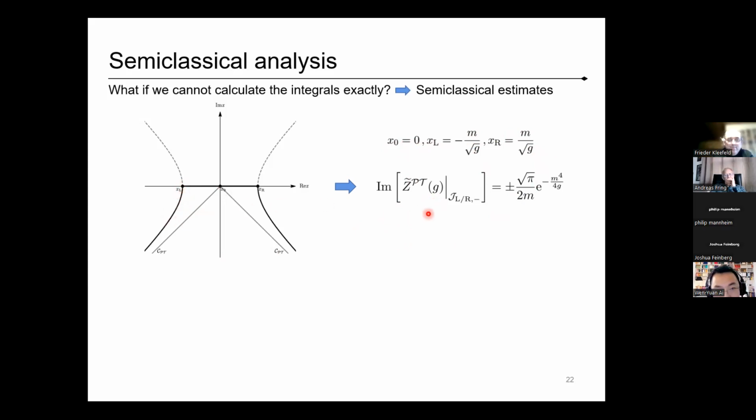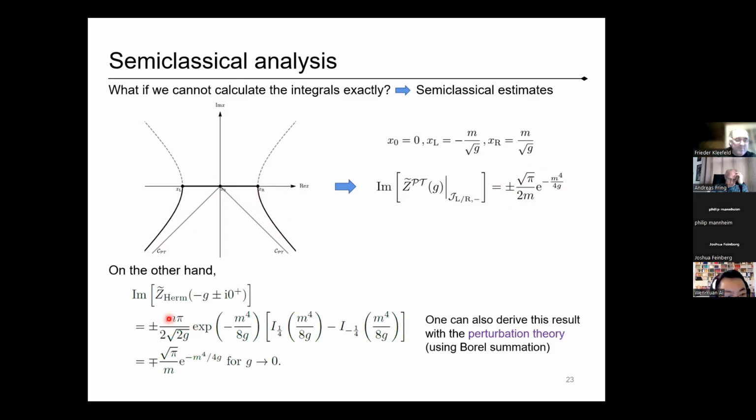Then you will see that you can obtain an imaginary part for the PT-symmetric partition function from this line. Here we denote this line as JL, with a minus because we deform into the lower complex plane. And you also obtain another imaginary part from this line. They differ by a sign. So as a total effect, the PT-symmetric partition function is real because these two cancel. This is actually exactly an effect of PT-symmetry for the contour.